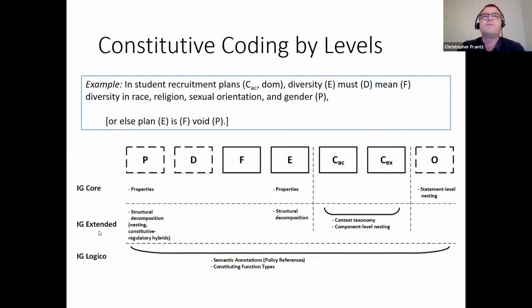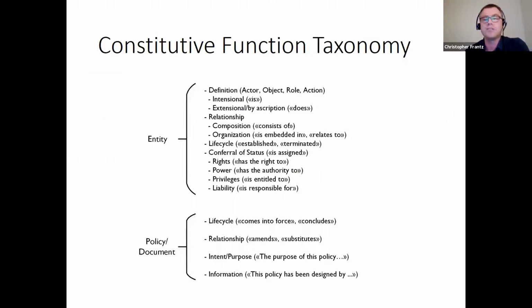Extended again looks into more details of the coded statements. For example, we would decompose elements such as this enumeration here, that diversity in race, religion, and sexual orientation and gender and so on is actually a logical combination of different constituents in the widest sense of diversity. But one feature I want to draw attention to right now is the idea of having constitutive function types, which exists on the highest level of expressiveness and seeks to characterize the semantics that are associated with individual components or statements more generally.